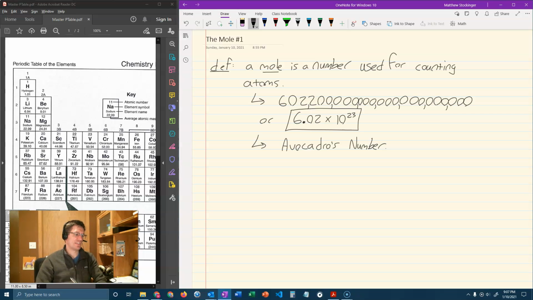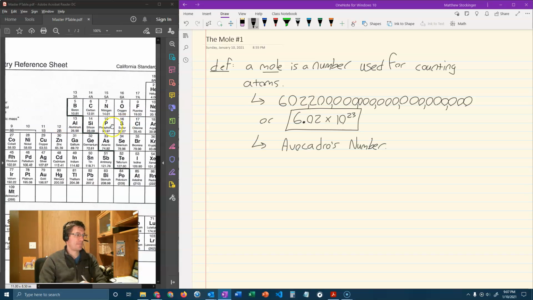Why is it so sweet? Why is this so important? Why 6.02 times 10 to the 23rd? Well, Avogadro, in his infinite genius, him and some other scientists figured out that this is exactly the number of atoms you need so that the masses on the periodic table are in grams.